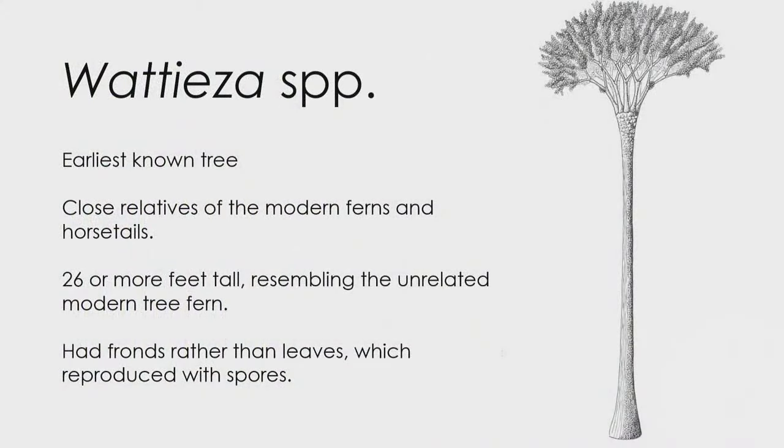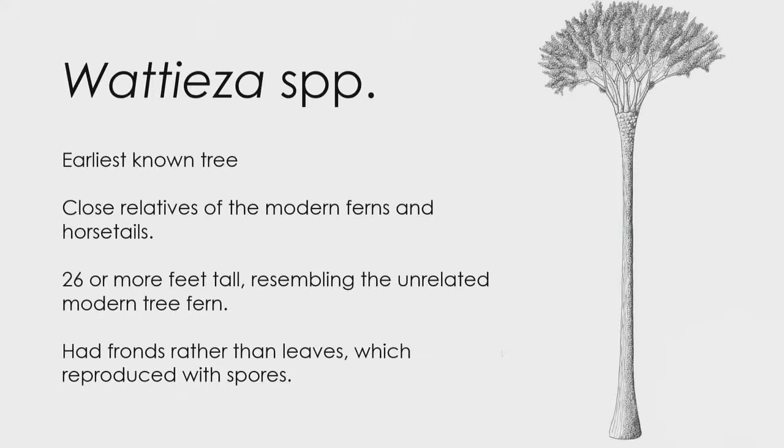An example of this group of plants is the Watiza, probably mispronouncing that, earliest known tree, close relatives of modern ferns and horsetails, 26 or more feet tall, resembling the unrelated modern tree fern. Had fronds rather than leaves, which reproduce with spores. A frond is, you know, when you see a fern, that leafy part coming out of the ground, that's a frond. So this is basically a tree with these fronds on top.